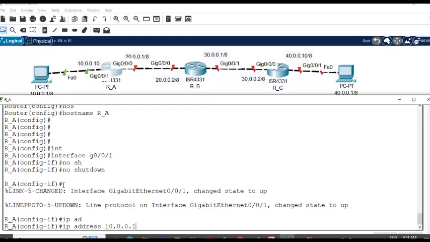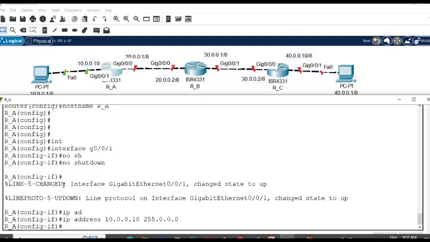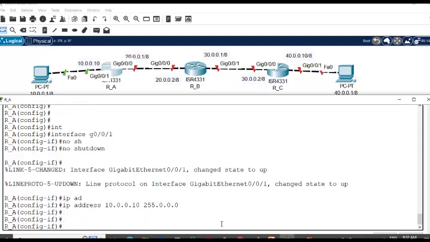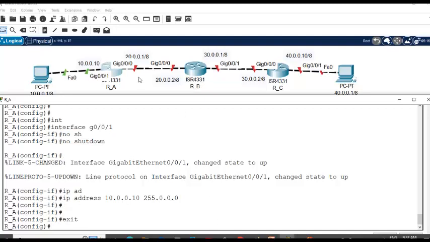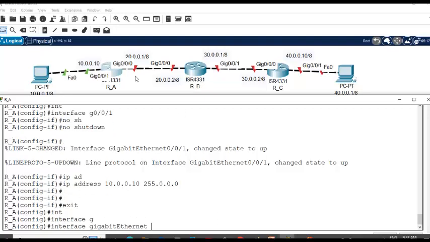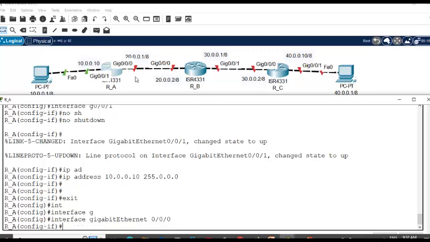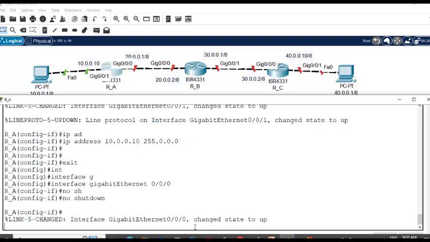Now get out of this interface and get into the other interface. Interface G0/0/0. You see, I simply typed G only earlier, but here, after typing G, I'm typing the whole word by pressing the tab button. And now I say no shutdown. And then I put the IP address 20.0.0.1, which is what is written in the background topology. I've given the IP address.